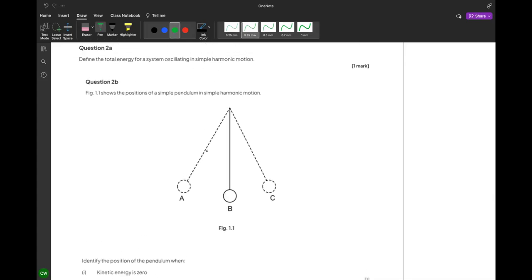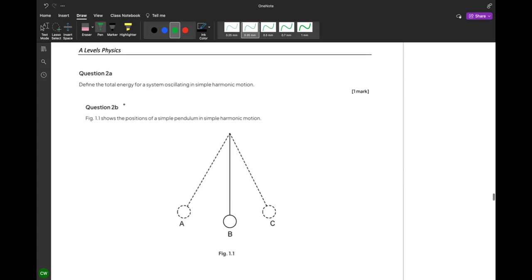Okay, for this one, defining simple harmonic total energy, I think you already know the total energy formula. Total energy of simple harmonic motion is the sum of the two energies, the sum of kinetic and potential energy of the system.